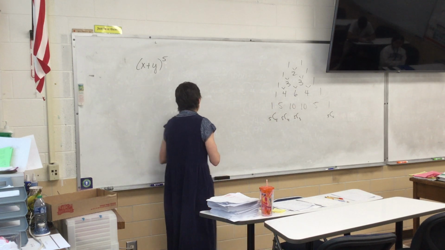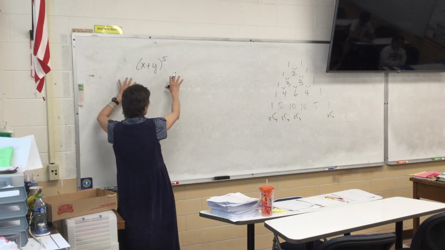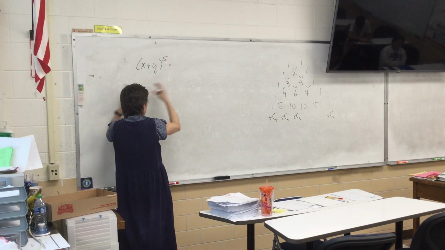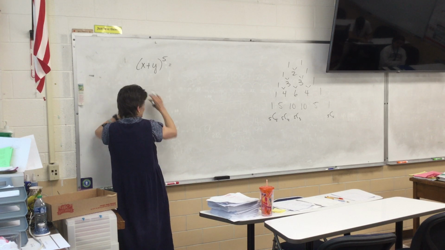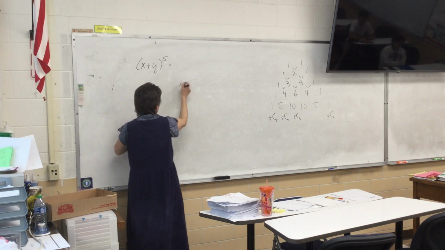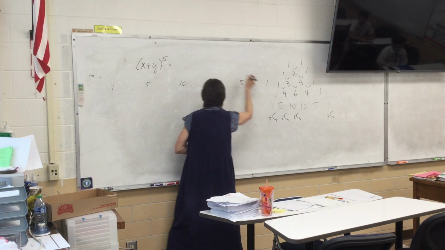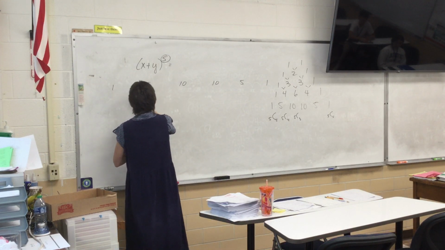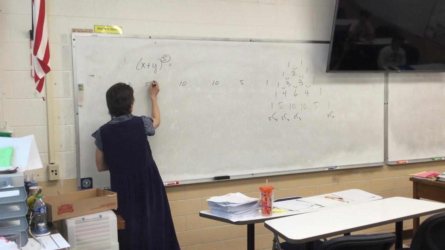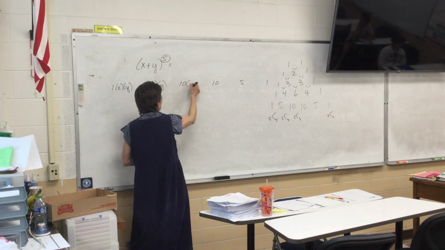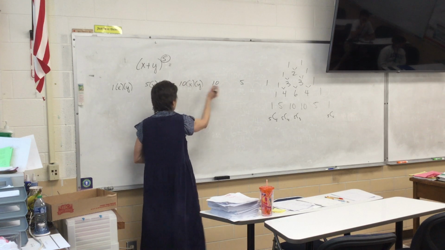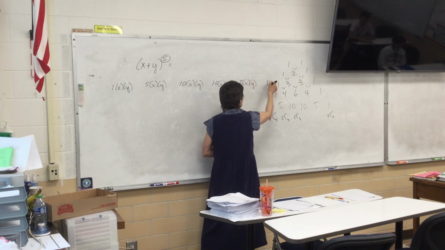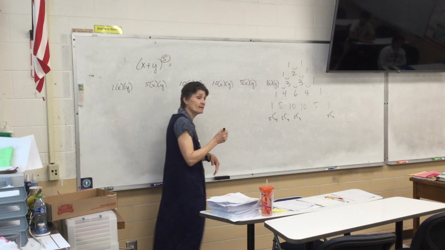So, just to refresh from what we did yesterday, to expand this without literally foiling it, because you could foil it, but that would take forever, you can just write down the coefficients from the fifth row or the 5C numbers, and then next to each of these is going to be an x and a y, because those are the two parts of your expansion, x, y. And then the powers on the x and the y are very predictable.